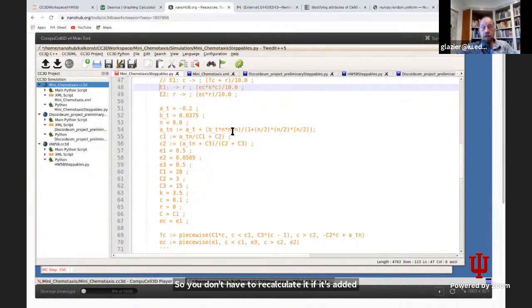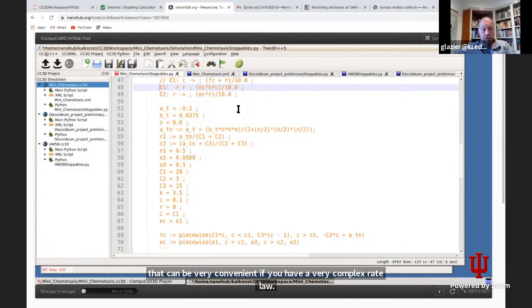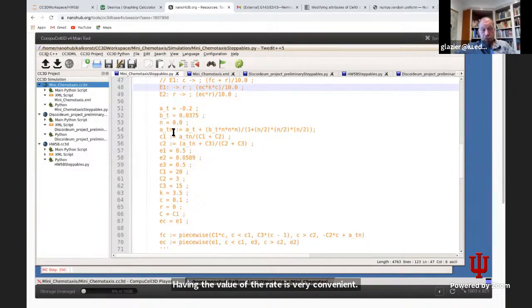So those E1s and E2s behave just like any other variable. You can reference them. And that can be very convenient. If you have a very complex rate law, having the value of the rate is very convenient. That's why naming the rates is a useful thing to do. Naming the equations is useful because the name of the equation returns the rate. We did that a little bit last semester, but not enough that I'd expect people to remember it. That's a helpful thing. And that would probably come up in some of the other projects too.